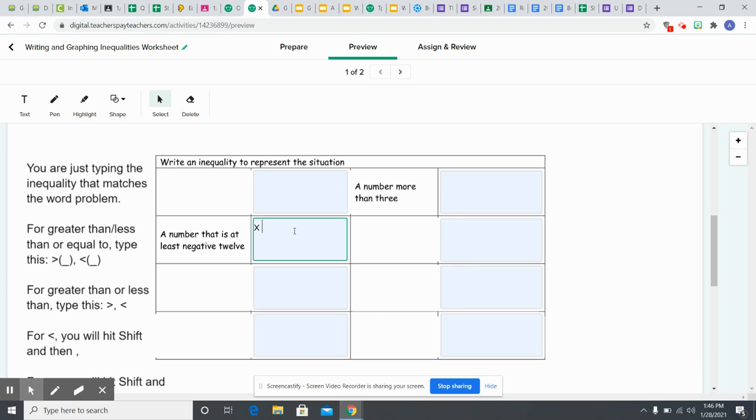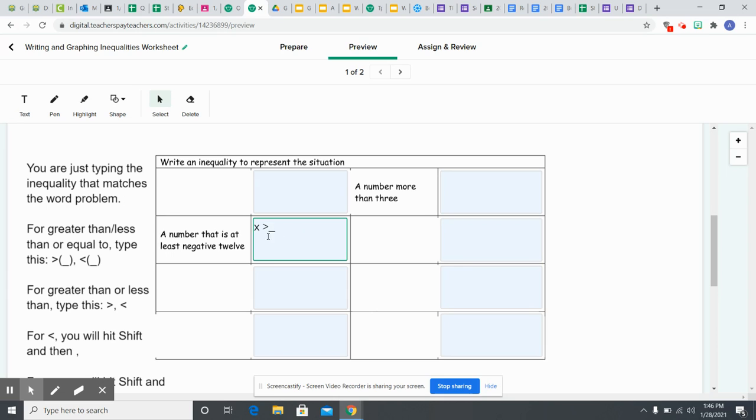And if it's a number that is at least negative 12, let's look at our "at least," okay? At the least, it could be negative 12. So it can be negative 12, but it can't be any less than negative 12. That's the least it could be. So it could be negative 12 or more. So that "or more" part tells us it's going to be greater than, but since it can also be negative 12, it's also "or equal to."